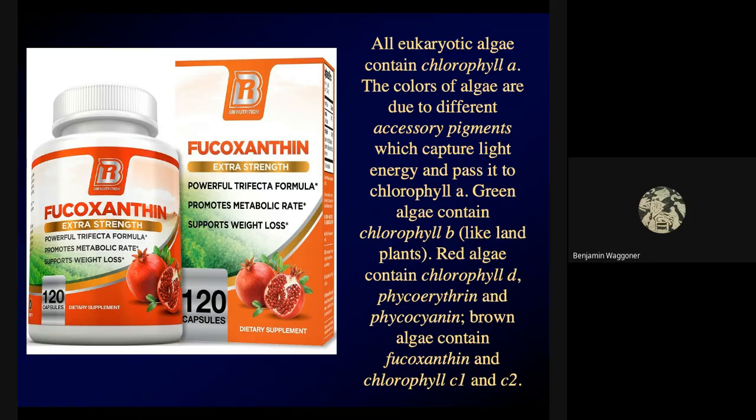Algae have different colors because in addition to chlorophyll, they've got different accessory pigments that can capture light and pass it to chlorophyll. So green algae's got chlorophyll A and B. Red algae has chlorophyll A, D, and pigments called phycoerythrin and phycocyanin. Brown algae has chlorophyll A, chlorophyll C and D, and a brown pigment called fucoxanthin.